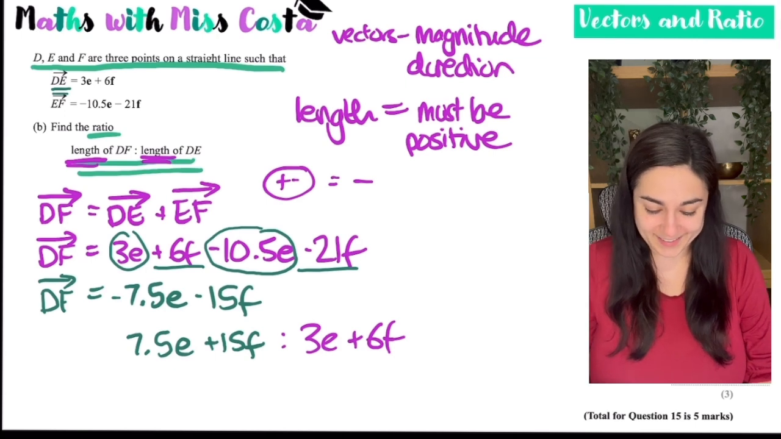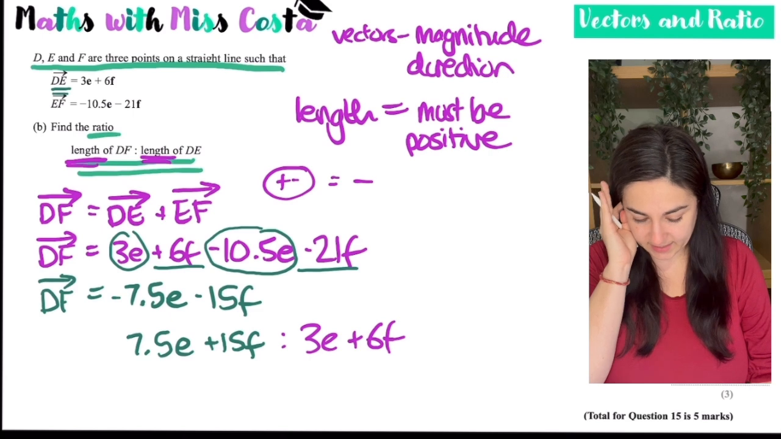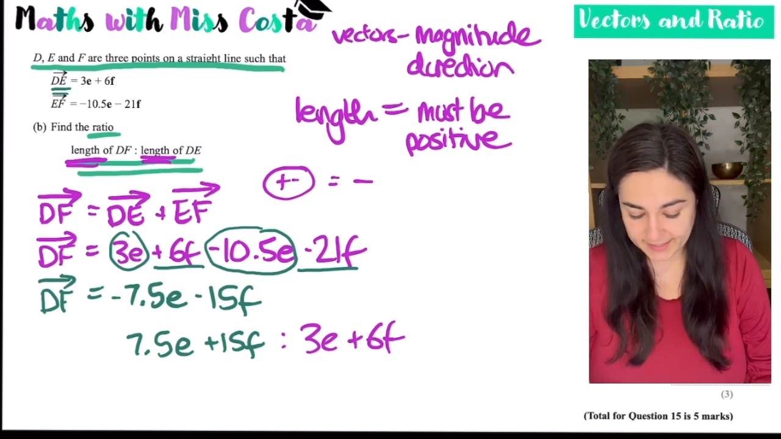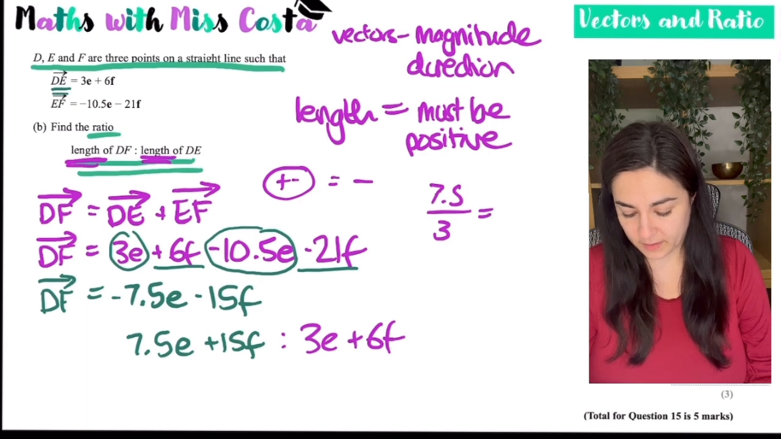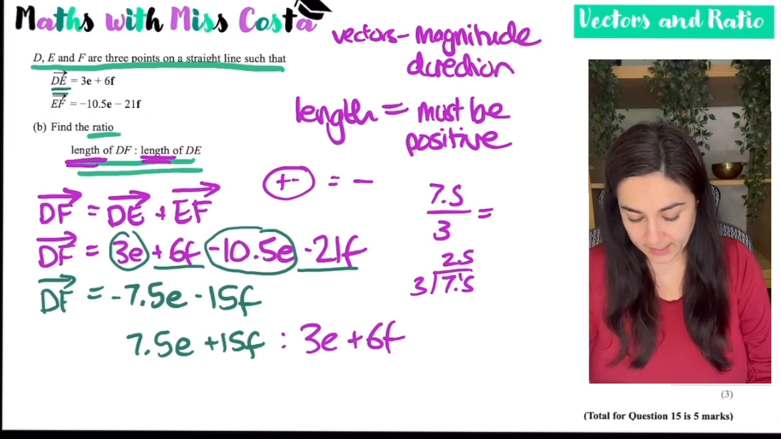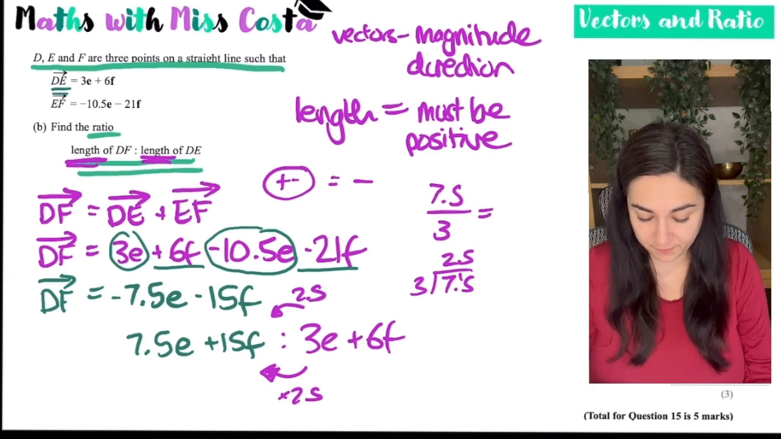Basically, what is DE multiplied by to get to DF? So there's a few ways you can do this. The easiest way is to just think, okay, 7.5 divided by 3. 3's into 7 go twice, remainder 1, 3's into 15 go 5. So 3e plus 6f multiplied by 2.5 gives you 7.5e plus 15f.